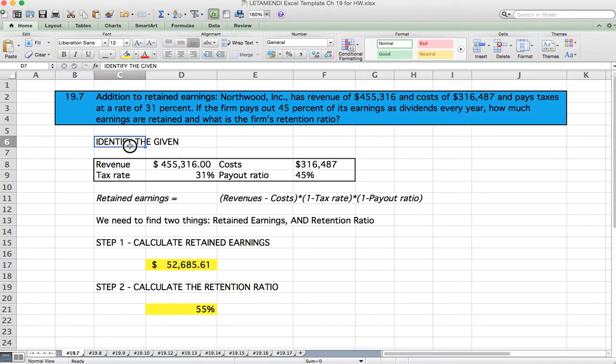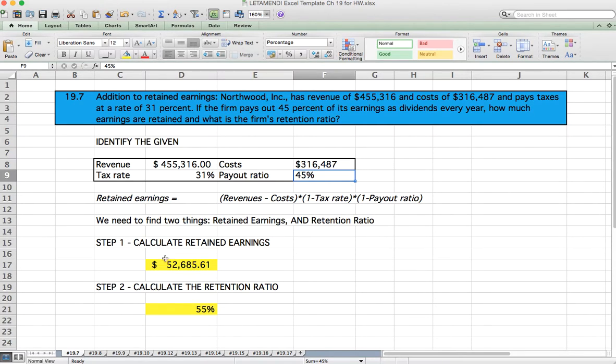So the first thing you're going to want to do is identify the given. We have the revenue, right? From here, the tax rate 31%. We have the cost, the 316,487, and the payout ratio of 45%. So the retained earnings formula according to the text is going to be revenues minus costs times 1 minus the tax rate times 1 minus the payout ratio. So there's two things we have to do. We have to find the retained earnings and then the retention ratio.